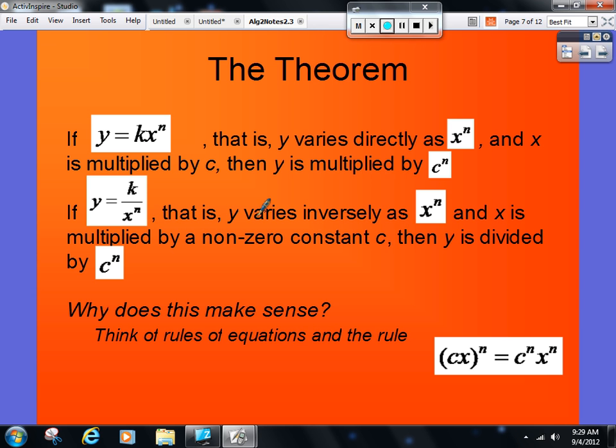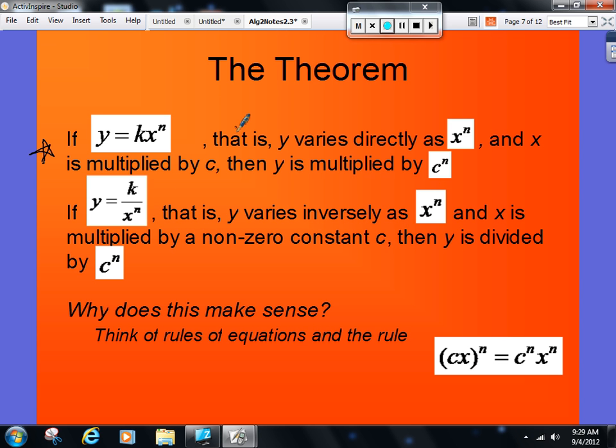Okay. If y equals k x to the n, that is, y varies directly as x to the n, and x is multiplied by c, then y is multiplied by c to the n, okay? What is this even saying? Okay, this will make more sense after the activity, but like I said, hang with me here and we'll see if we can make this make sense.